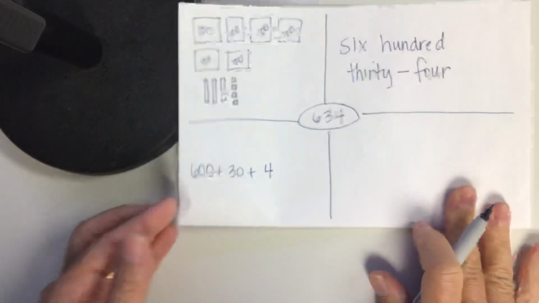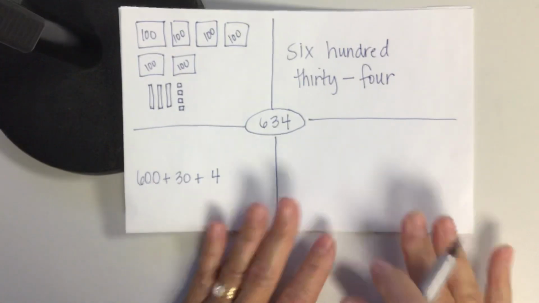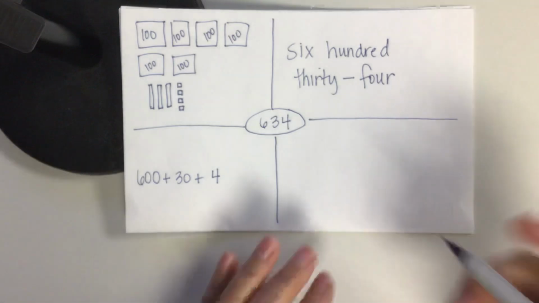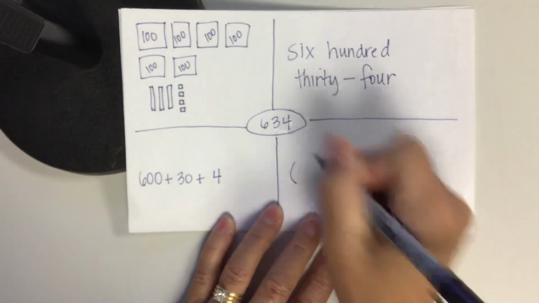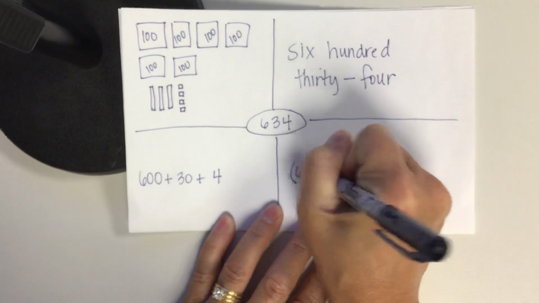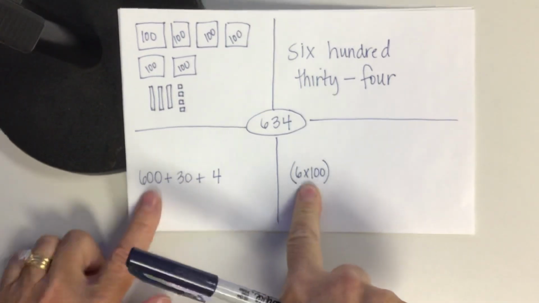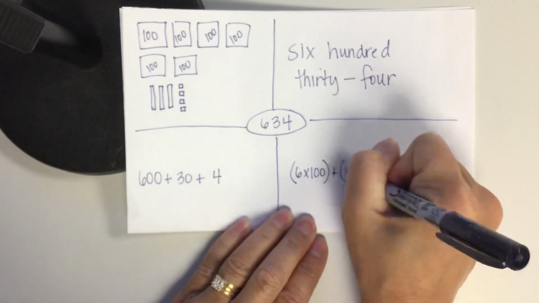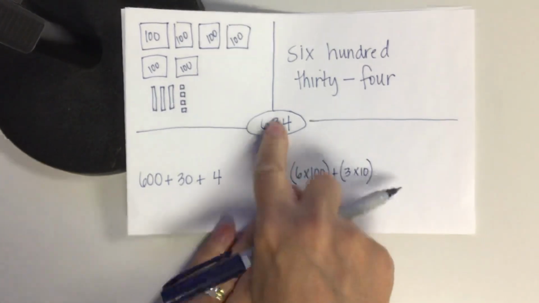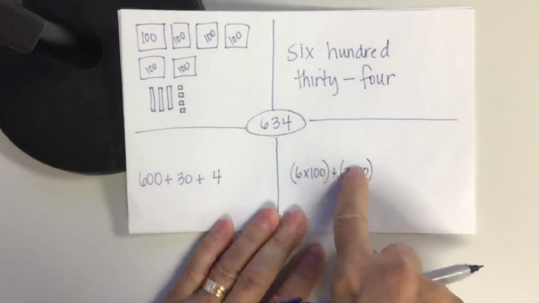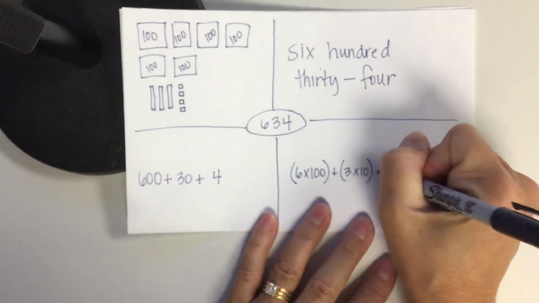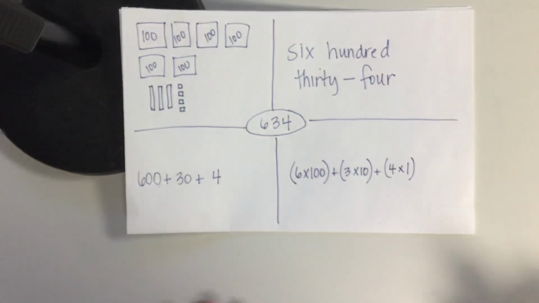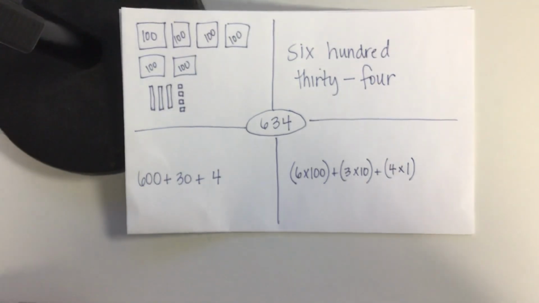Now the other thing it asks us for is expanded notation. And that means I'm telling how many hundreds do I have? How many tens do I have? So I put it in parentheses and I do 6 times 100. That's the same thing as 600, isn't it? Plus 3 times 10. Why? Well, because 3 tens is 3 tens. So 3 times 10, that's the same thing. And then I have 4 ones, so that's 4 times 1. And that's my expanded notation.